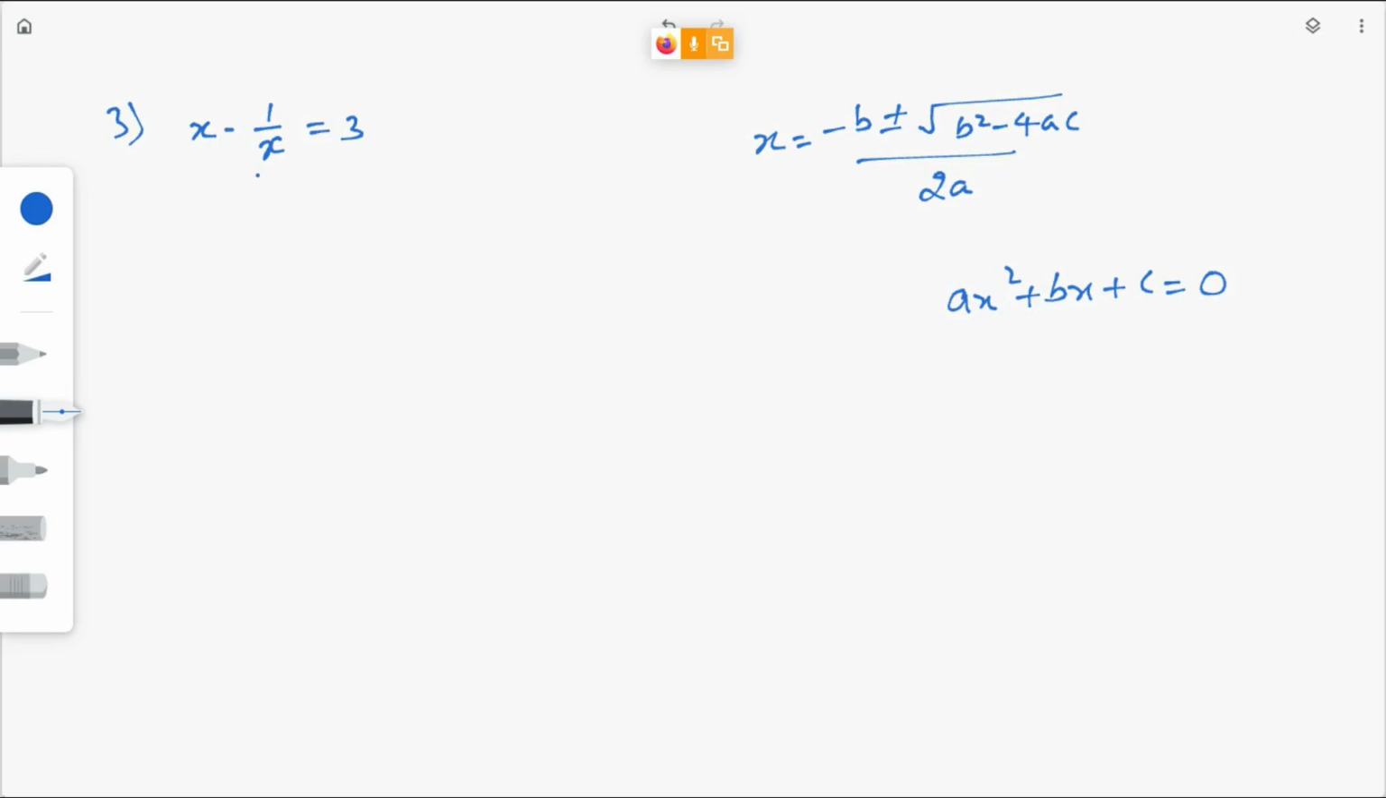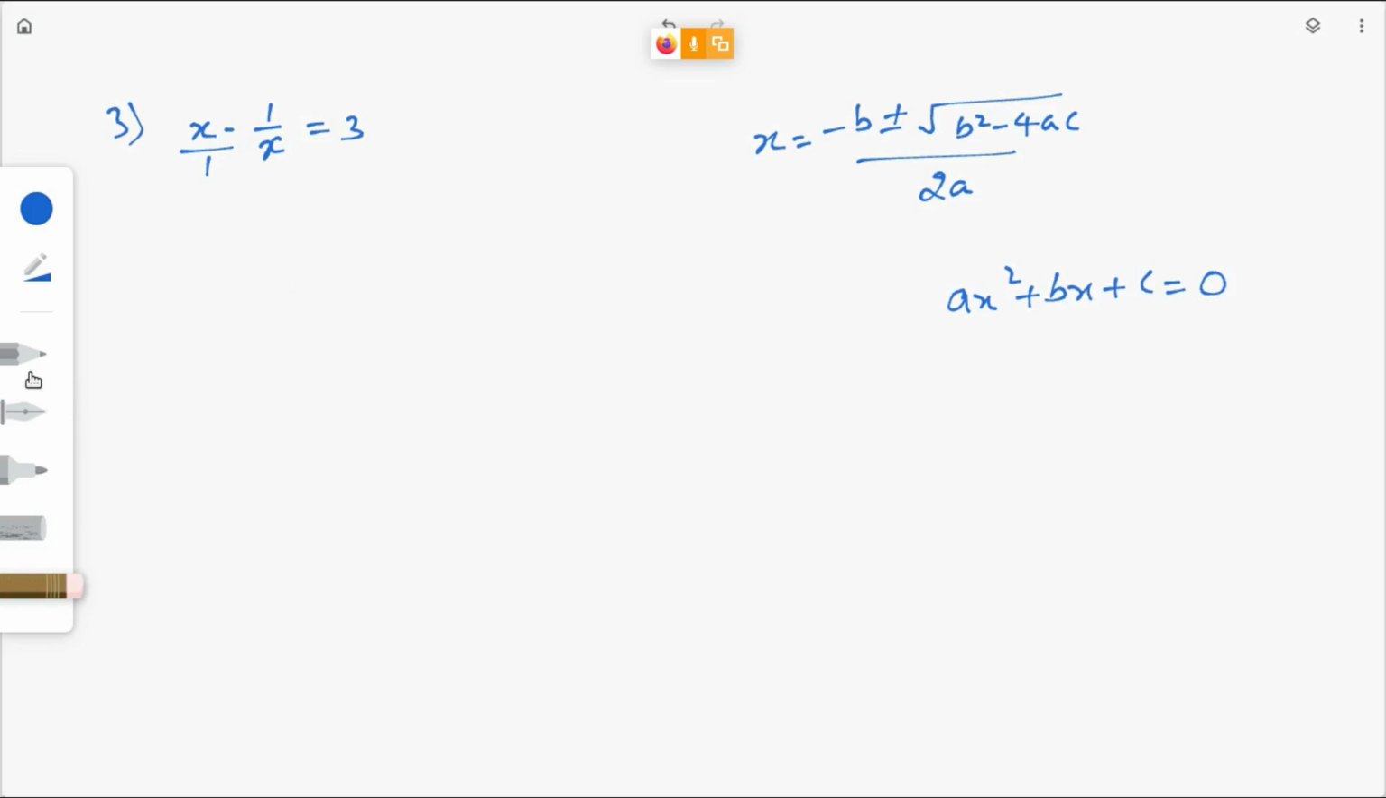So how to simplify this one? Take the LCM. What is the LCM of these two? You will get x here and then x minus 1, sorry, x square minus 1.